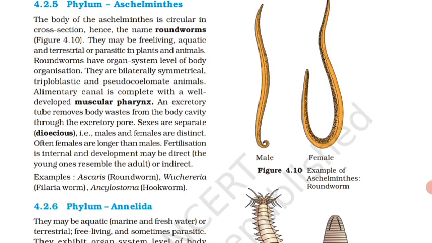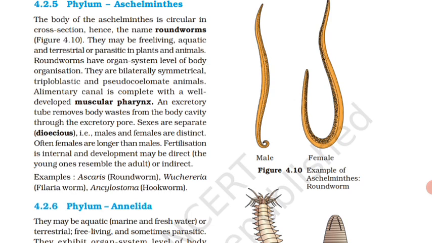Nereis, an aquatic form, is dioecious, but earthworm and leeches are monoecious. Reproduction is sexual. Examples of Annelida are Nereis, Pheretima, that is earthworm, and Hirudinaria, that is blood-sucking leech.